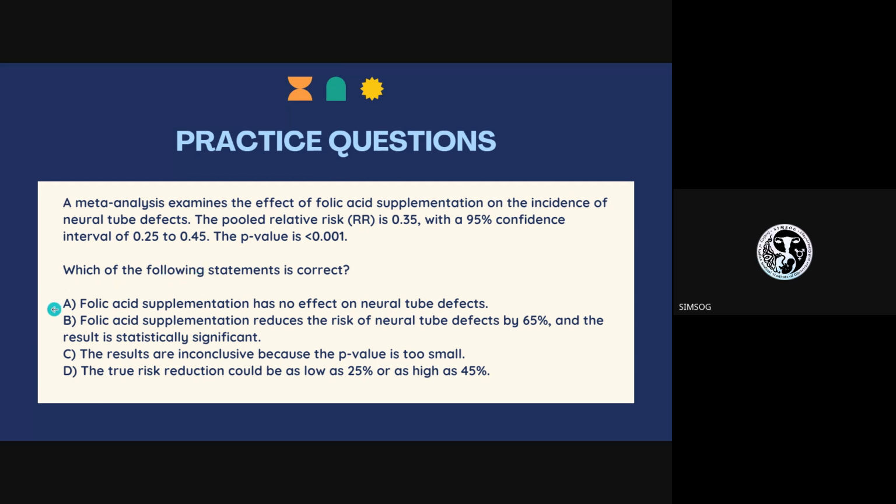So, does folic acid have no effect? That's not true because our findings are significant. And option B, folic acid supplementation reduces the risk of neural tube defects by 65% and the result is statistically significant. Yeah, that's what we discussed just now. Option C, the results are inconclusive because the p-value is too small. Not the case. The p-value is too small; that's why those are conclusive and significant, right?